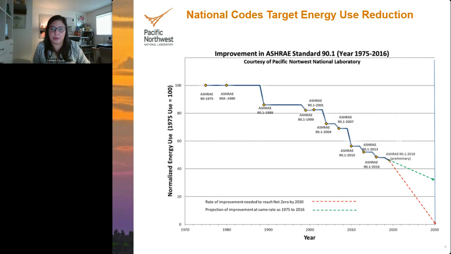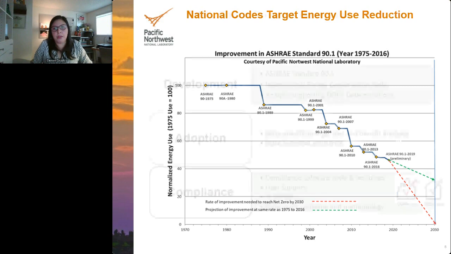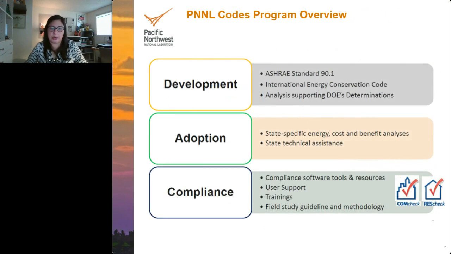So this is a chart showing how ASHRAE 90.1, from its inception in the mid-70s, has really set that baseline, and using the 90.1 and different jurisdictions that adopt the codes, we're able to start ramping down total building energy use. So you can see there the rates of change and the predictions that we have for future cycles of the standard. A little bit of an overview on PNNL and our codes program.